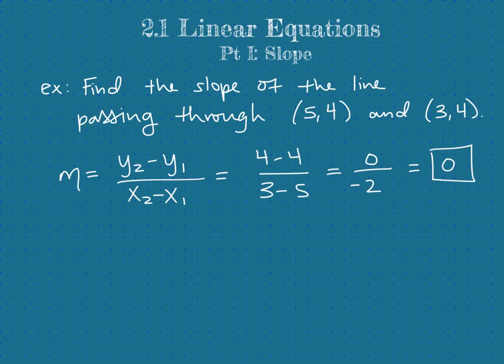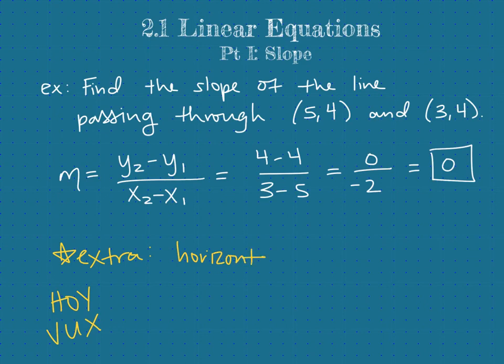What type of line is this? This will be a little extra. Well, if we think about hoi vux, a horizontal line has a 0 slope and is of the form y equals a number. So this is a horizontal line, and it's of the form y equals a number. What does y equal? Y is 4. So this is actually the horizontal line y equals 4 that passes through these 2 points. This was extra in yellow. We answered the question up here by finding the slope of 0.